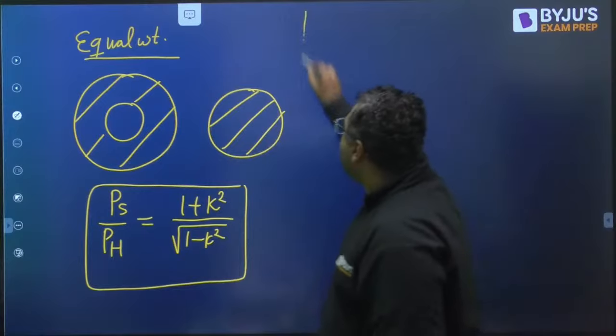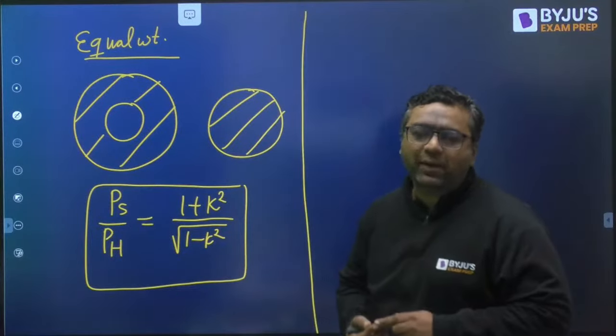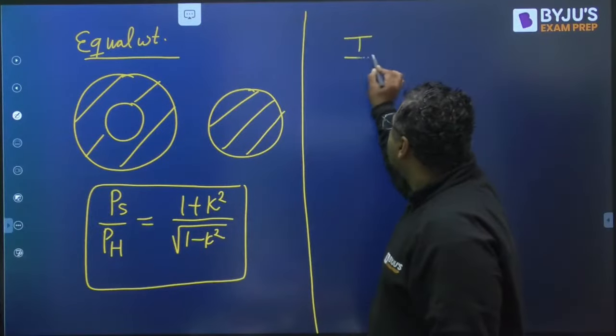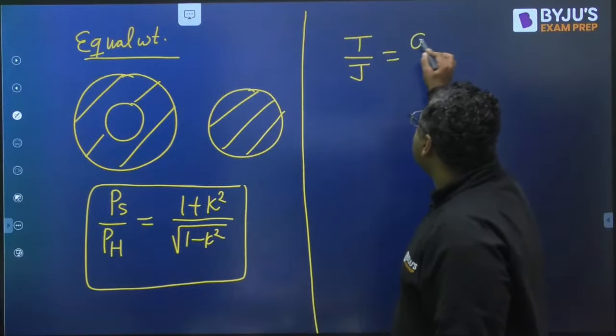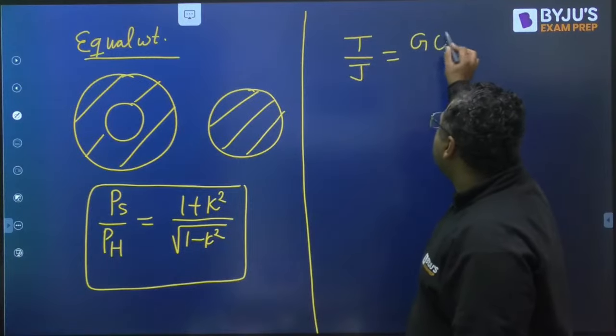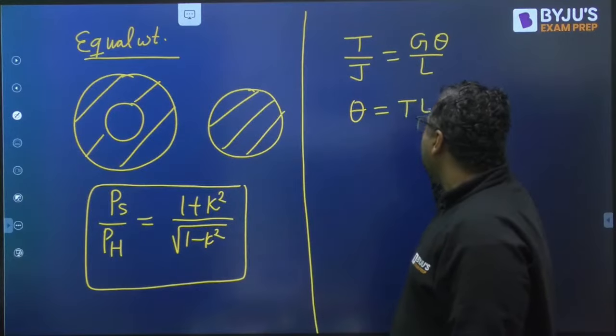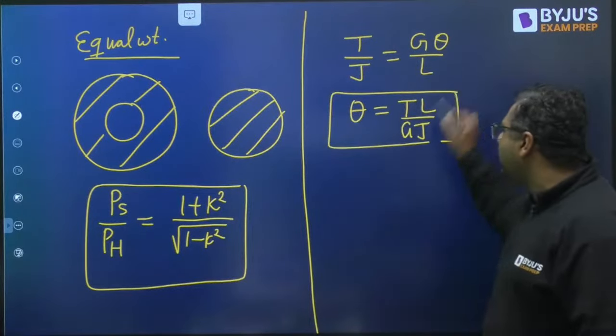So guys, this is about the twisting couple. It is about the solid and hollow shaft. Let us see one more thing. T by J can be written as G theta by L also. From here you can find out the angle of twist to be TL by GJ.